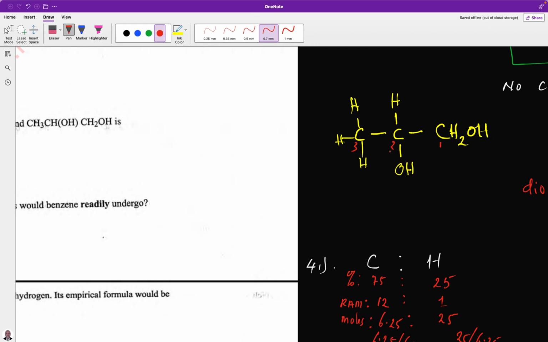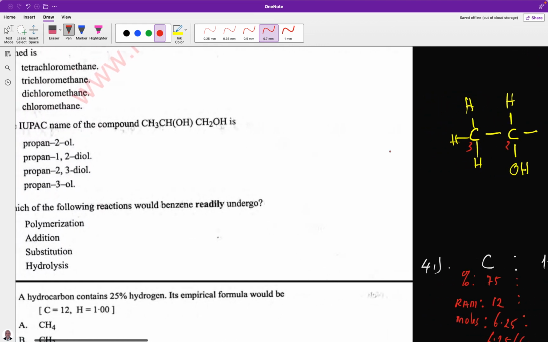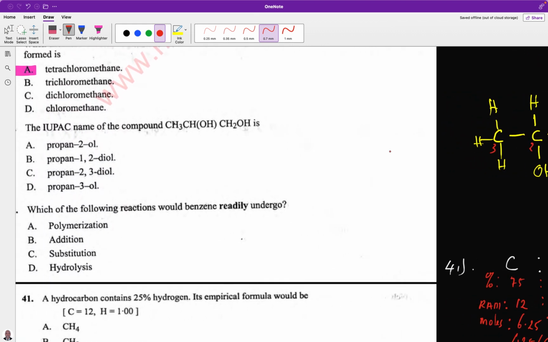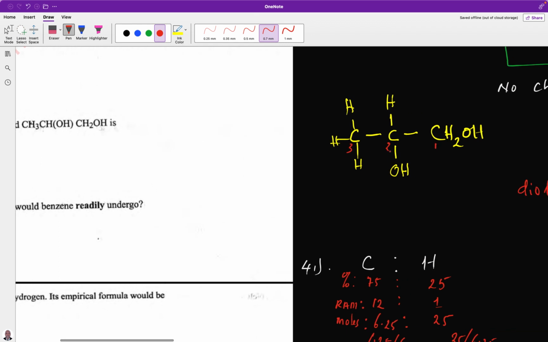Those are two positions: the first carbon and the second carbon. So we can now call it propane 1,2-diol. Another person may say propan 1,2-diol, another person might say propan 1,2-diol.